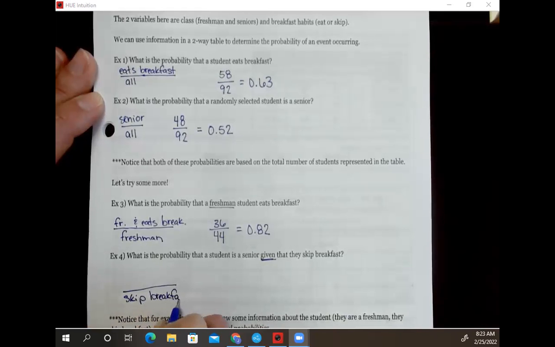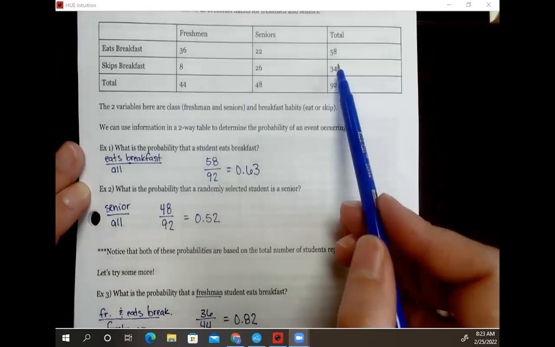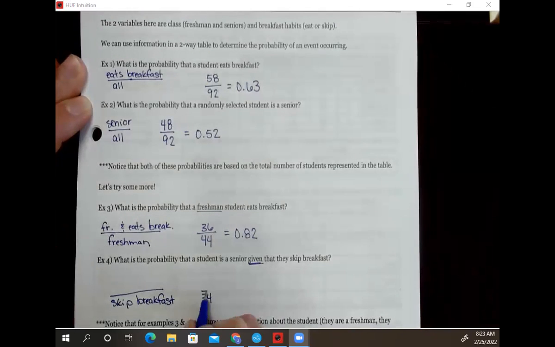So I'm not looking at out of everybody. I'm looking at out of the people who skip breakfast. So if I hop back up to the top here, I'm looking at 34 people here, not everybody, but the 34 who skip breakfast. So out of the 34 who skip breakfast, what's the probability that they're a senior?